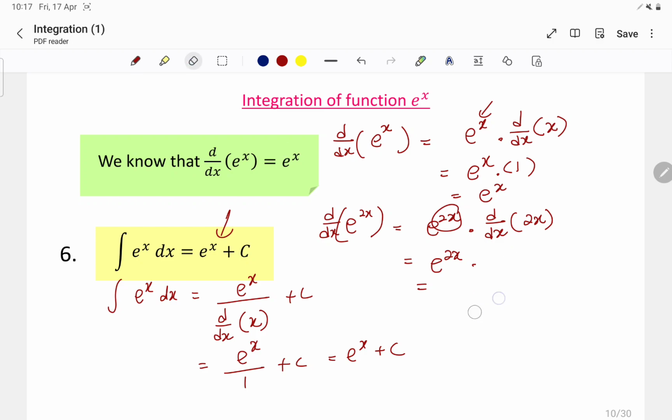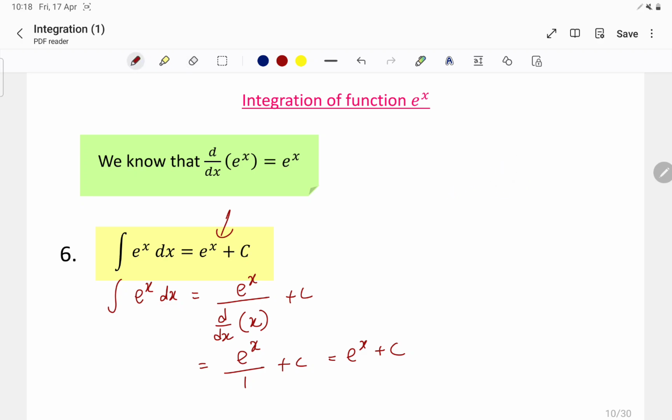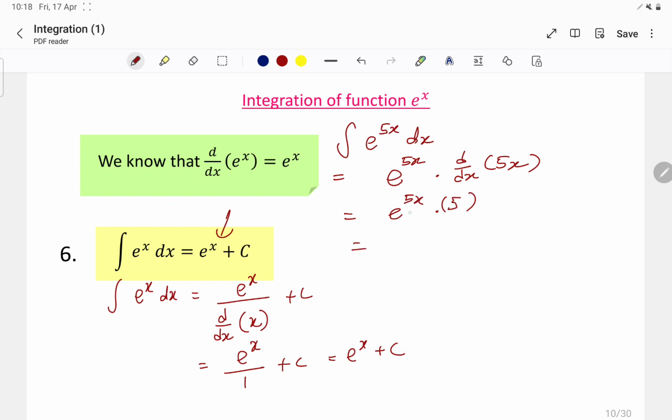Okay, so let's say if I have integrate e to the power of 5x dx. When I want to integrate this, you copy first e to the power of 5x, multiply with differentiation of 5x, which when you differentiate 5x, you're going to get equal to 5. So the answer is e to the power of 5x multiply with 5 is 5e to the power of 5x plus c. Don't forget to put on. Sorry, I made a mistake here. This is differentiation.